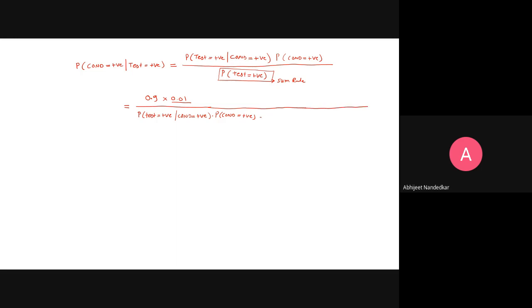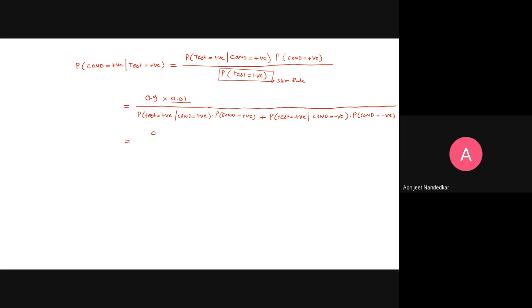Okay, so since I'm using the sum rule, I will be writing here plus the probability of test being positive given that condition is negative, into the probability of condition being negative. Okay, so this is the application of your sum rule.